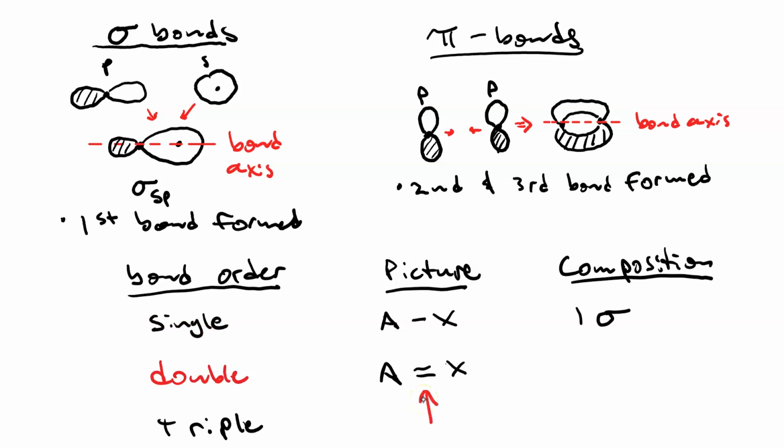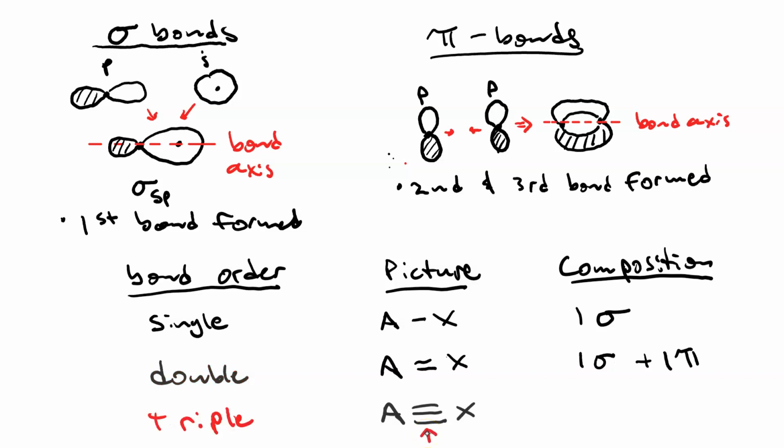Here's a picture of a double bond. The two dashes represent two shared pairs of electrons. Now, one of those bonds in the double bond is sigma, because the first bond formed is always sigma, but the other one is pi. So the composition of a double bond is always 1 sigma plus 1 pi.